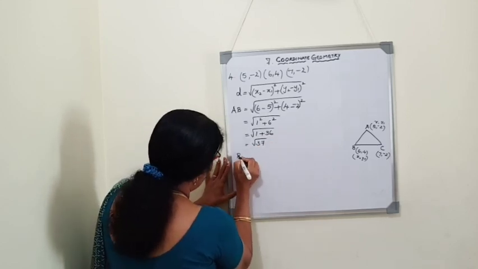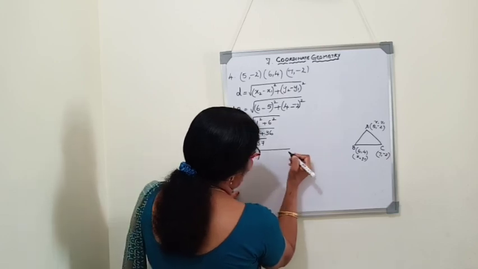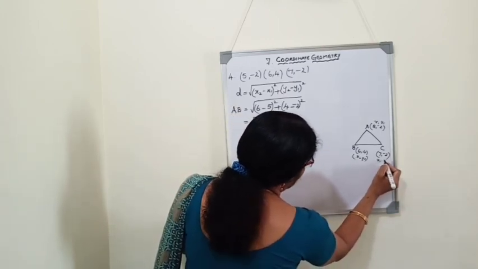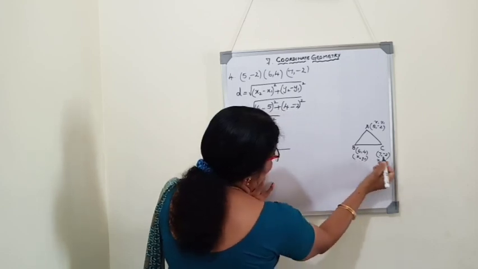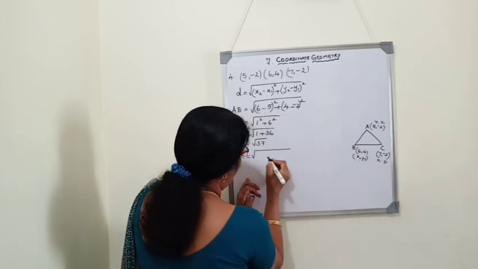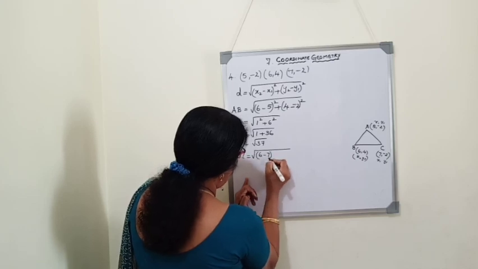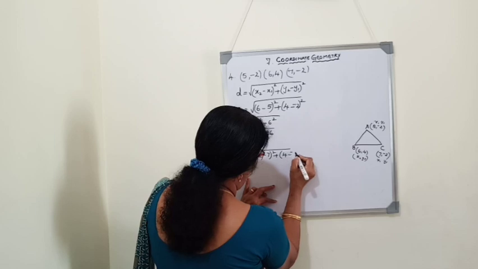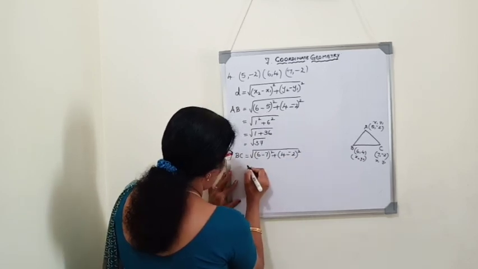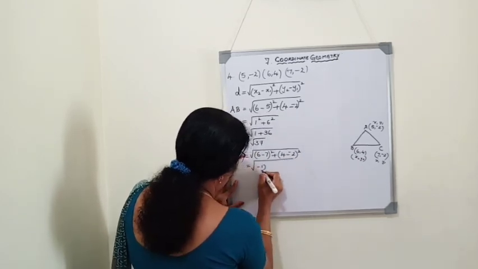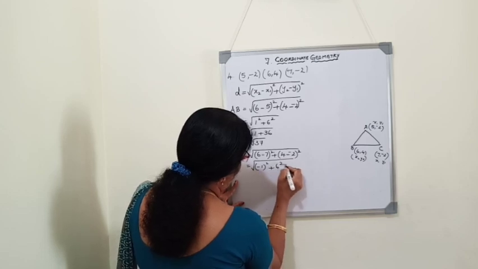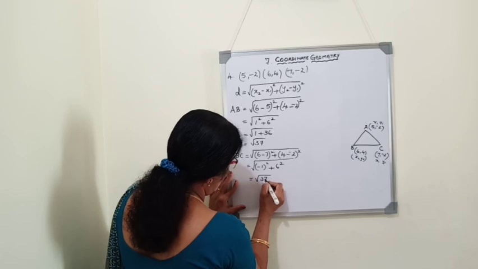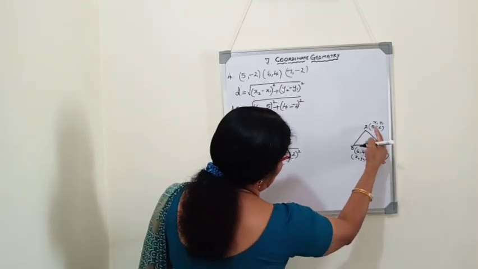Now we'll find out BC. BC equals square root of, now we'll take this as x2, y2 already written, so I'll write this as x1, y1. Now (x2 minus x1) the whole square. So 6 minus 7 the whole square plus 4 minus 2 the whole square equals minus 1 the whole square plus 6 square. It is again the same thing, square root of 37 we will get. Now we will find out the third side AC.